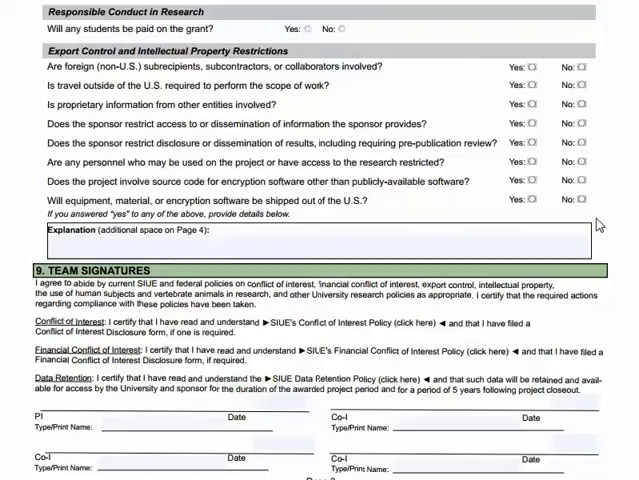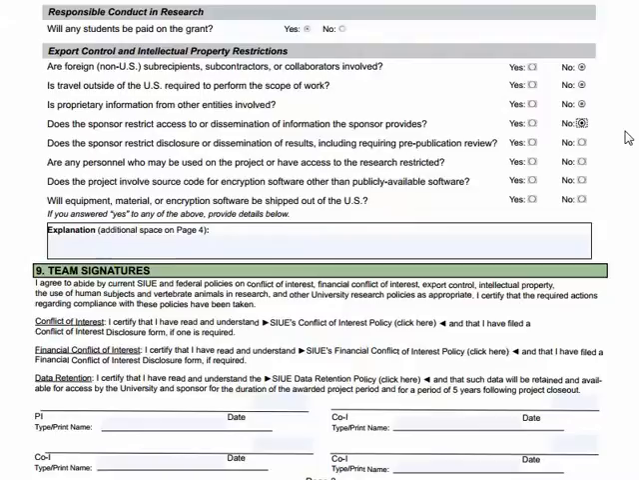If you have students indicated on the grant, here they do have students in their budget, so they're checking yes. If you have foreign subrecipients, subcontractors, collaborators, or even students involved on the project, you should let us know by clicking yes here. If you're traveling outside the U.S., let us know. We also need to know if the project involves proprietary information from other entities, or if the sponsor restricts access to or dissemination of the information on the project or disclosure of the project results.